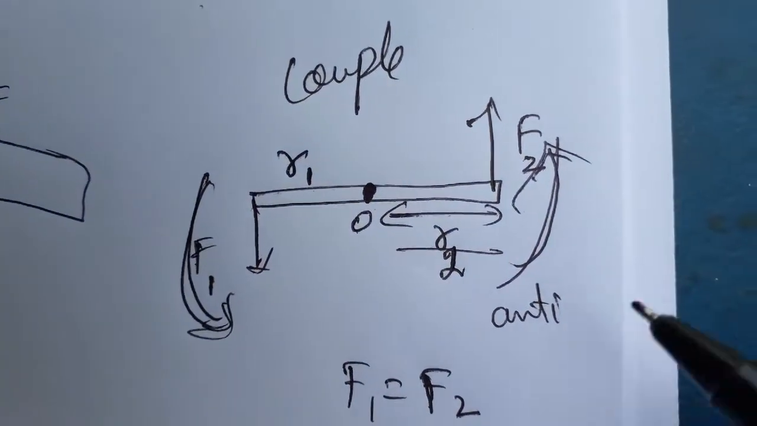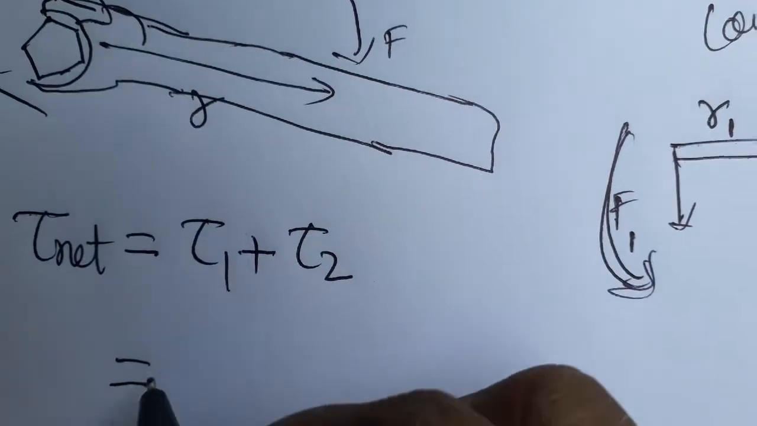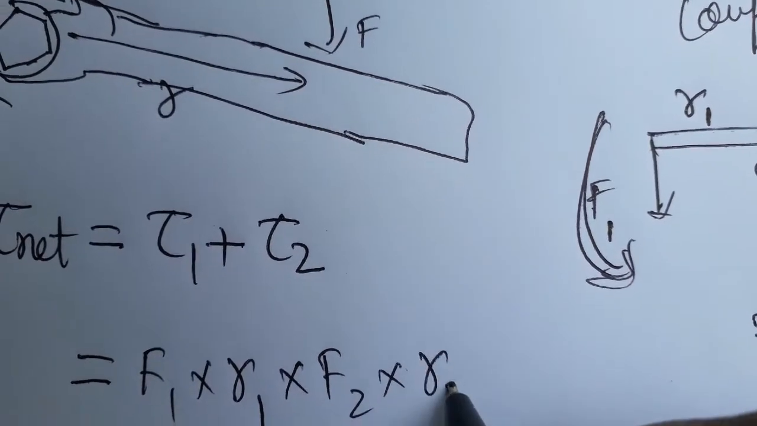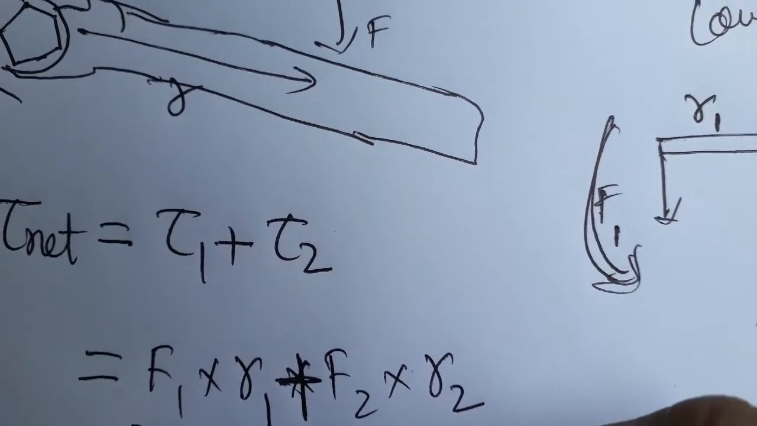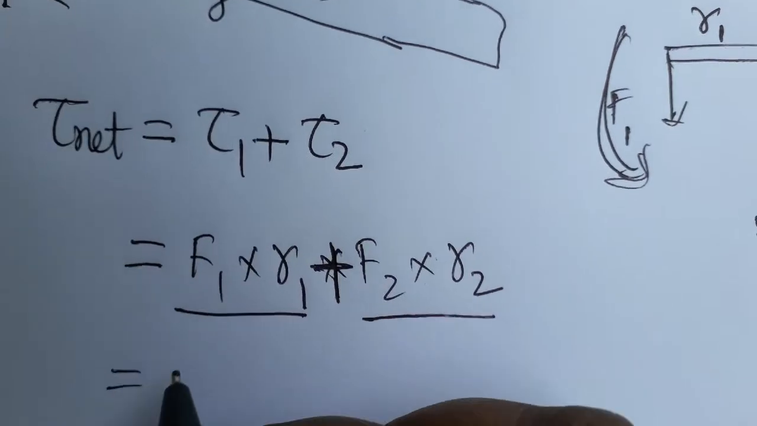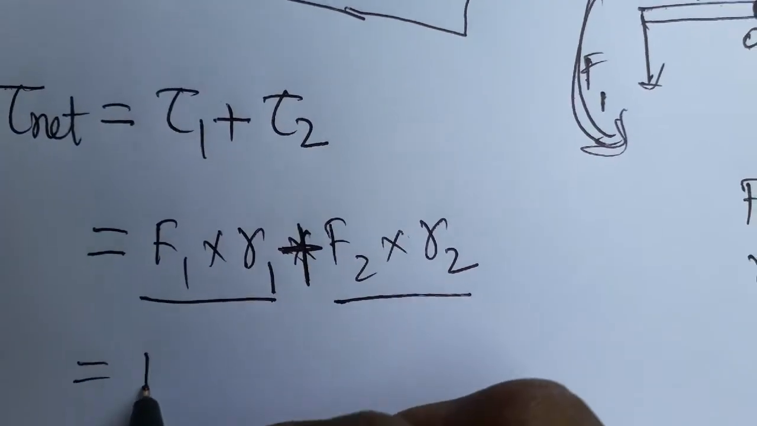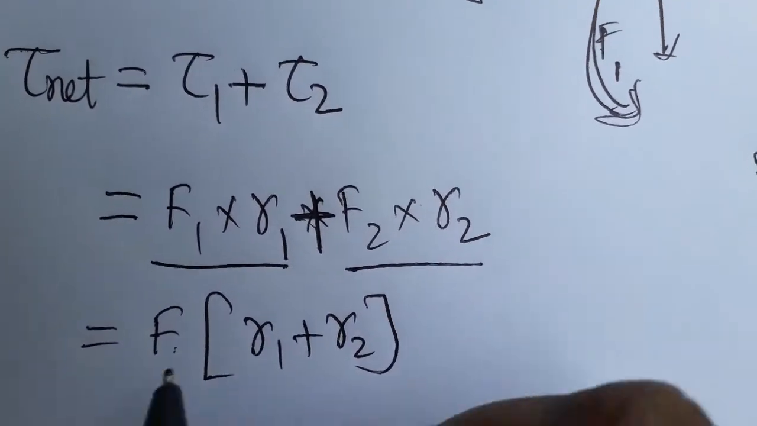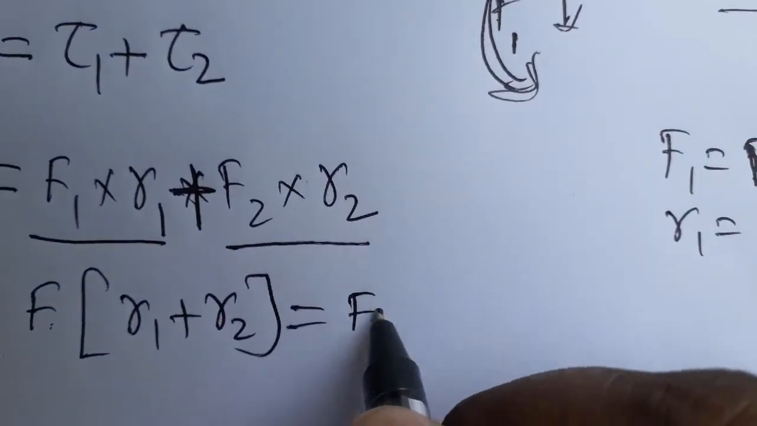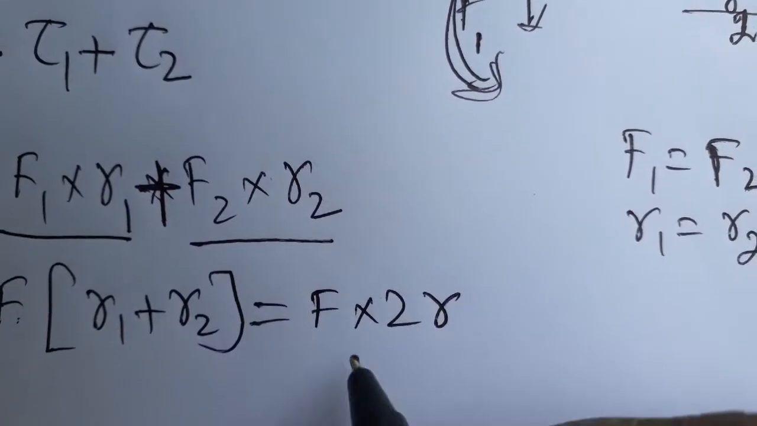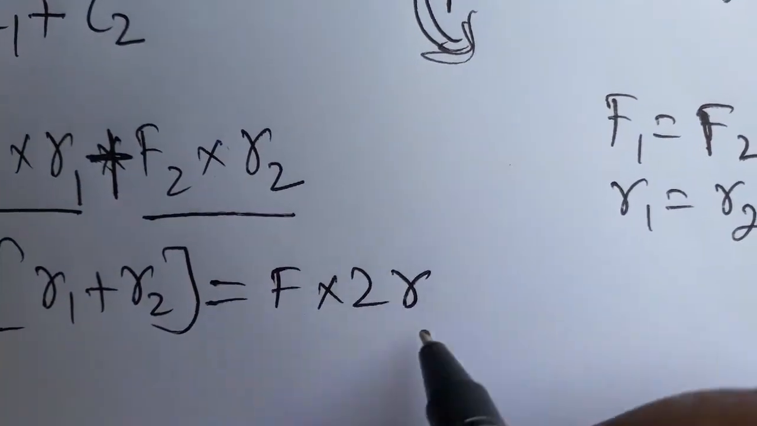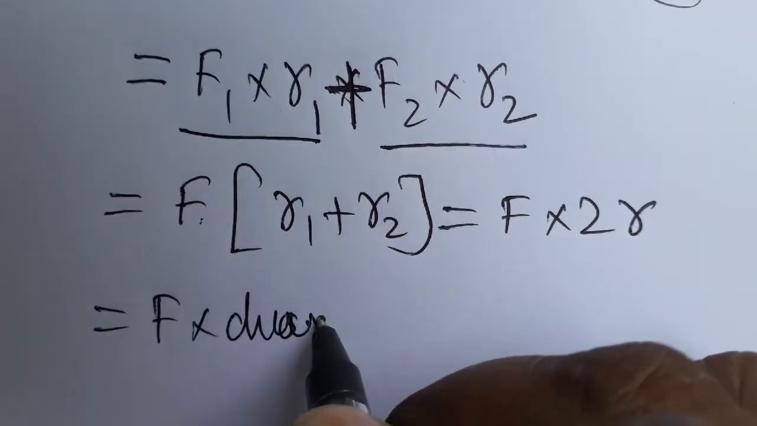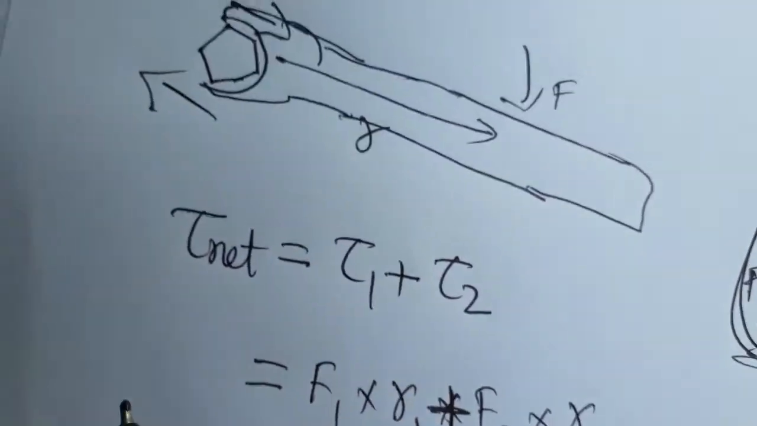In this case anti-clockwise we take as positive. So force 1 into perpendicular distance plus force 2 into perpendicular distance. That is torque 1 and torque 2. Both forces are equal, so you can take F as common: F times R1 plus R2, which is 2 times the radius. Both radii are equal, so 2 times the radius is the perpendicular distance, the diameter. So force into diameter represents the net torque.